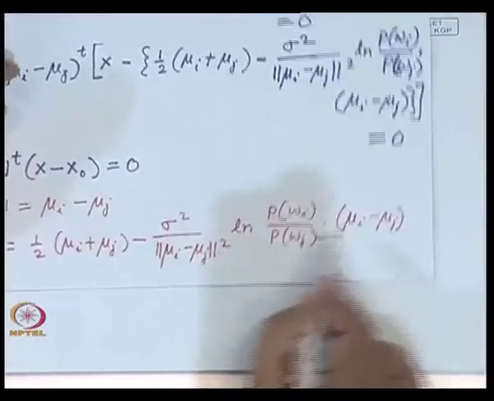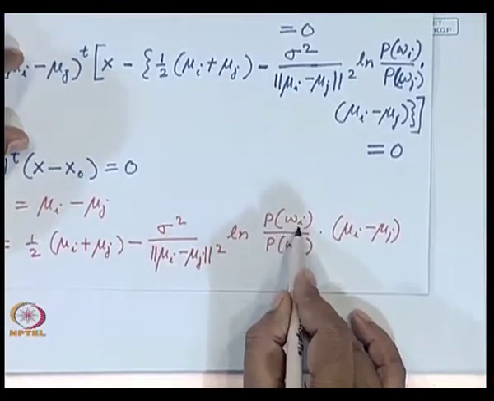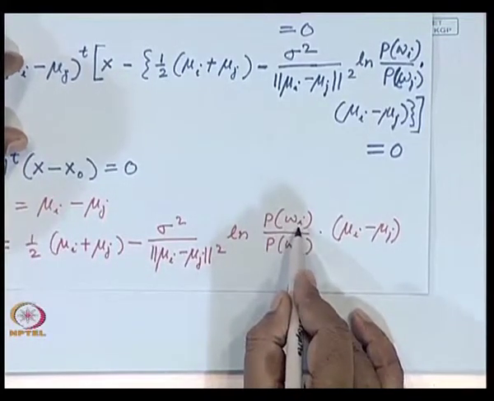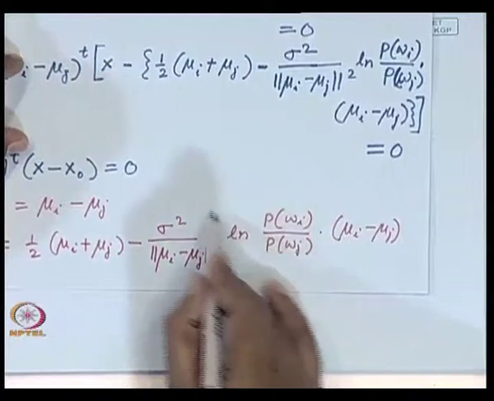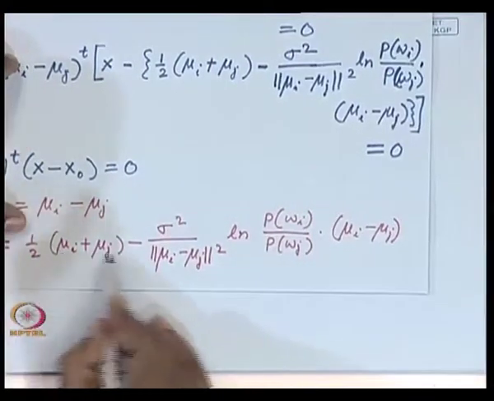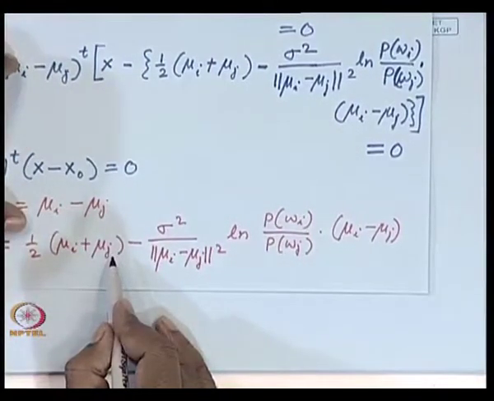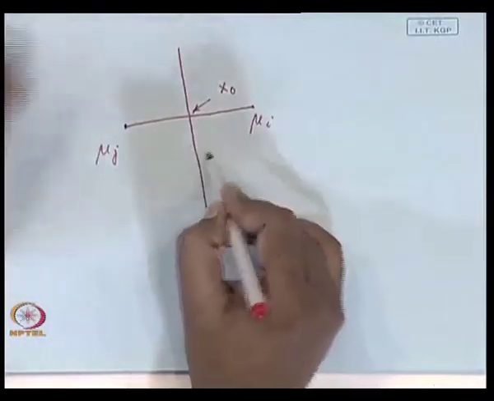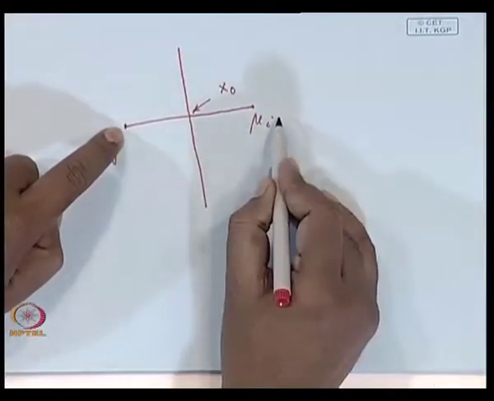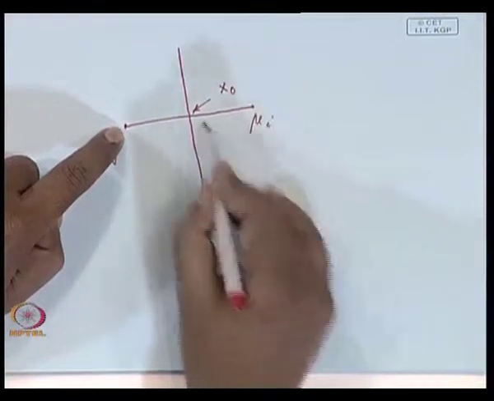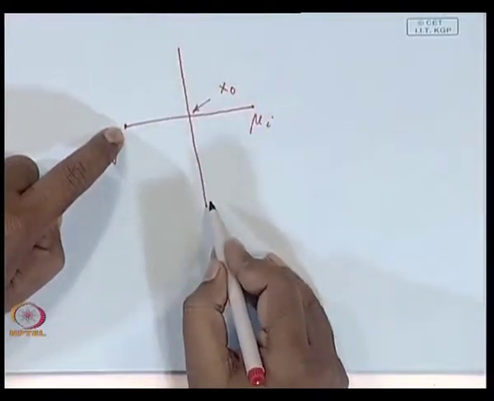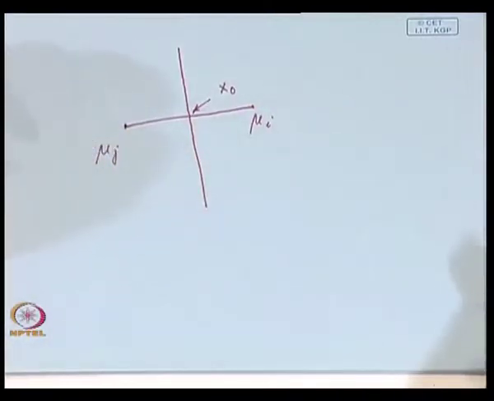If this term is 0, in case the a priori probability p omega i is the same as p omega j, then x naught becomes half of mu i plus mu j. So, this x naught in that case is midway between mu i and mu j, and I have this hyperplane, which in this case is nothing but the orthogonal bisector of the line joining mu i and mu j.